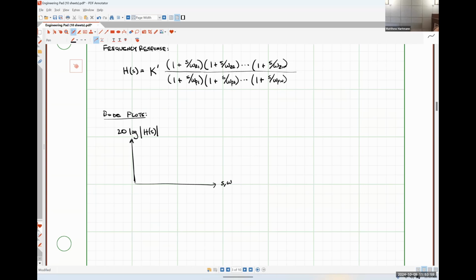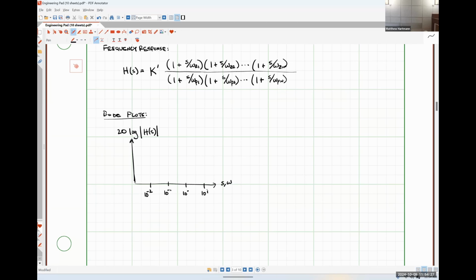And then over here on this graph, just for the sake of argument, I might have 10 to the minus 2, 10 to the minus 1, 10 to the 0, 10 to the 1, and so on and so forth. So I'm just showing you what the graph is supposed to look like. Okay. So let's investigate what Bode plots look like when we have poles and zeros at different places.